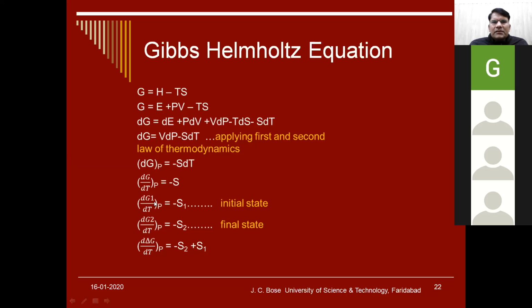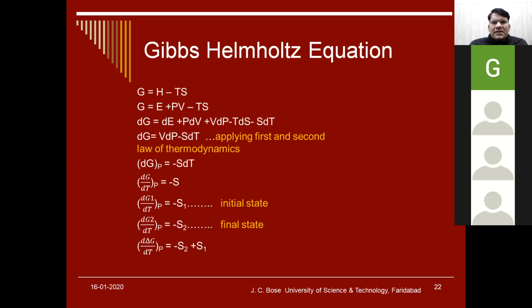So suppose we are talking about the initial and final state of our system. For the initial state, suppose G1 is the Gibbs free energy. So for the initial state, dG1 by dT at constant pressure is equal to minus S1. Similarly, for the final state, if G2 is the Gibbs free energy for the final state, then the rate of change of G2 with respect to temperature dT at constant pressure will become equal to minus S2. Correct?